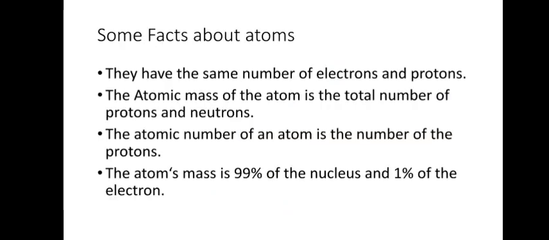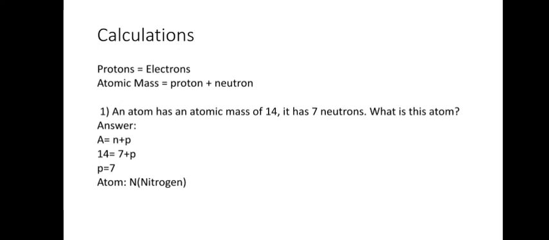Some facts about atoms. They have the same number of electrons and protons. And also the atomic mass of the atom is the total number of protons and neutrons. The atomic number of an atom is the number of protons. The atom's mass is 99% of the nucleus and 1% of the electron. So let's do some calculations of this. Remember, protons are equal to electrons and atomic mass is equal to proton added to neutron.